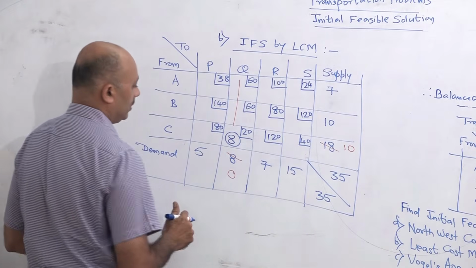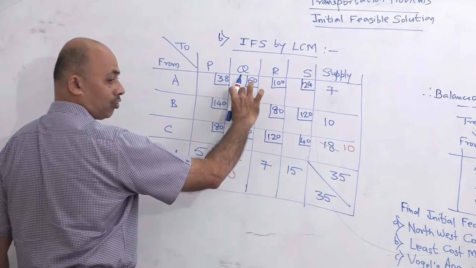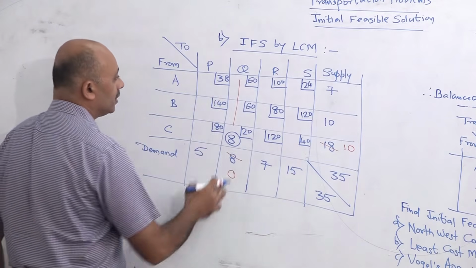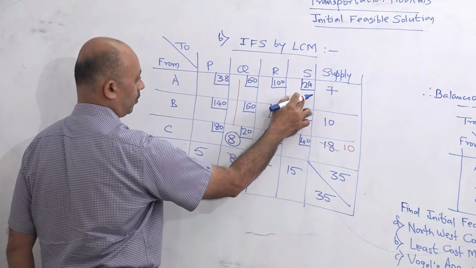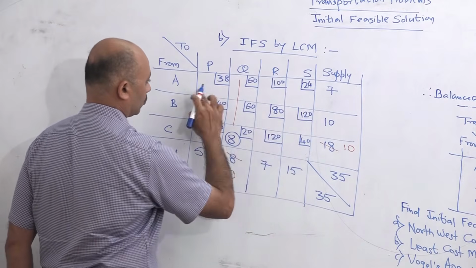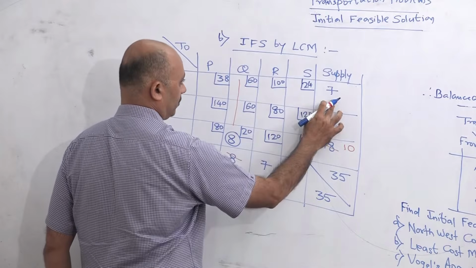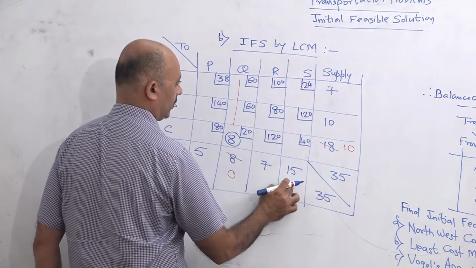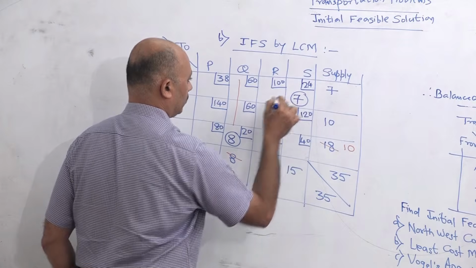Okay, so now there will be no entry in Q. Now we should not consider these costs for further calculation. Now check the remaining table. Now the next minimum cost is 24, that is AS. So we will give allocation in AS. Here supply is 7 and here demand is 15. So 7 and 15, lower number is 7. So we will give here 7 units.